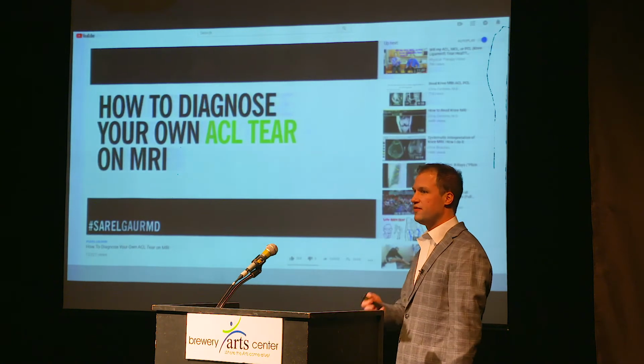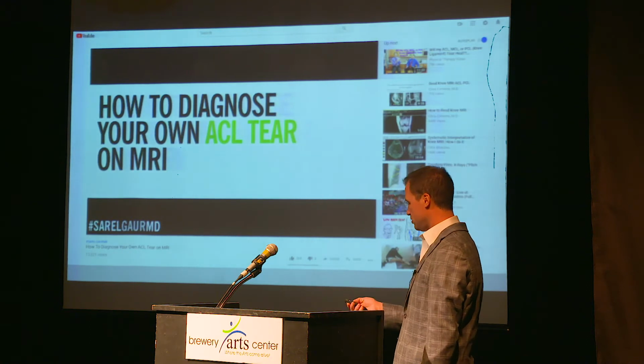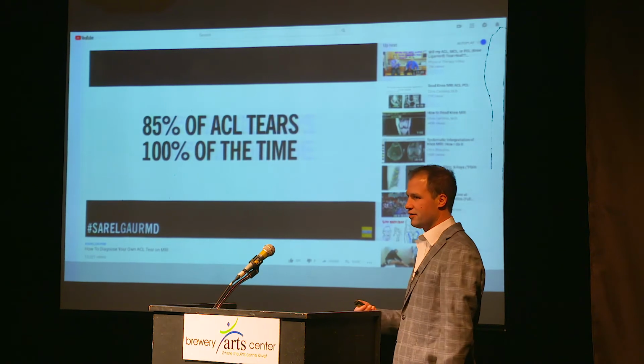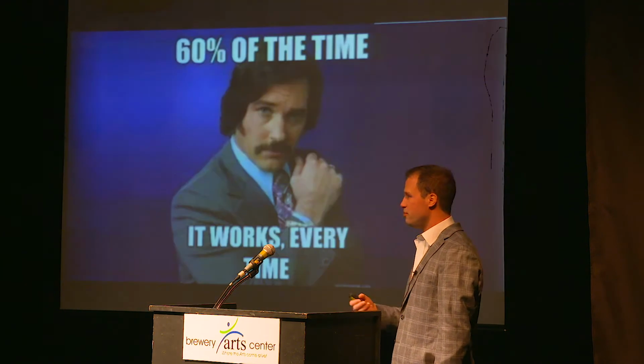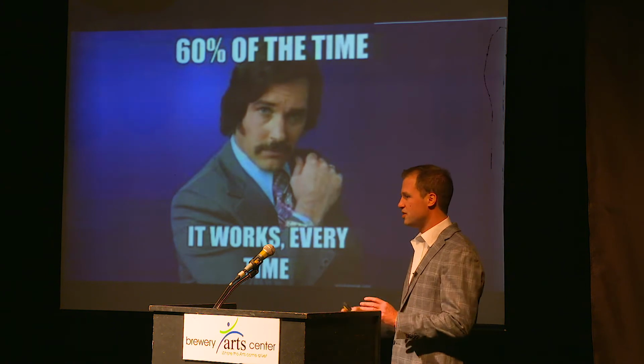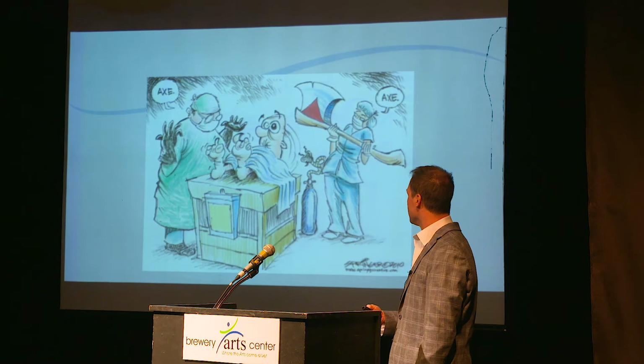You can always find fun stuff on the web, like how to assess your own MRI ACL tear, which I thought was fun, which claims you get it right 85% of the time, 100% of the time. You may want to avoid stuff like that. So looking up stuff online is not always recommended, all right?